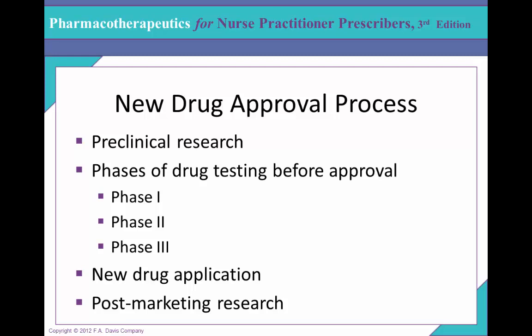Now let's go to phase 2, which may involve up to several hundred subjects with the medical condition of interest. So if I'm going to study a drug to treat hypertension, in phase 2 I would take a group of diseased subjects or volunteers, not healthy. So this group of patients needs to have the actual hypertension condition.